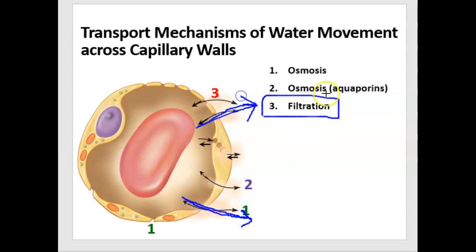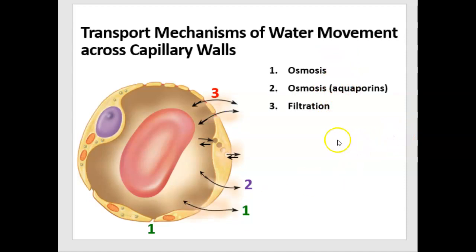But water will also move by osmosis, and that will depend on a solute concentration gradient. And remember, osmosis is water diffusion from an area of low solute concentration to an area of high solute concentration. And so osmosis could happen at any of these locations.